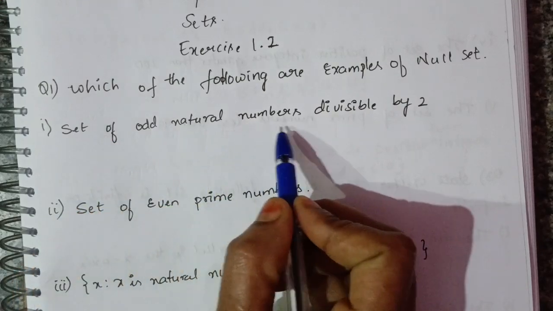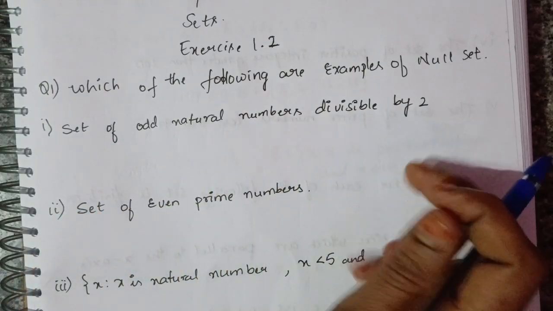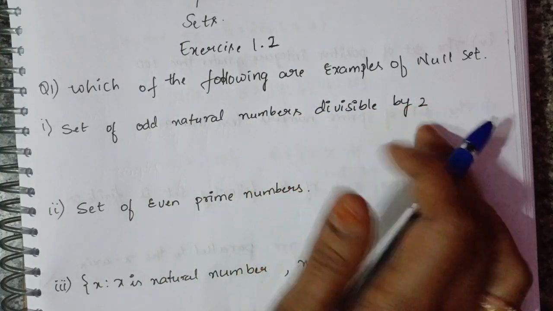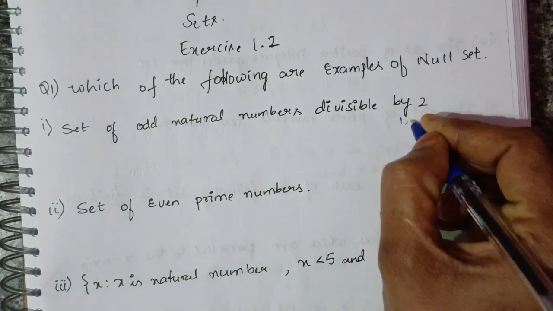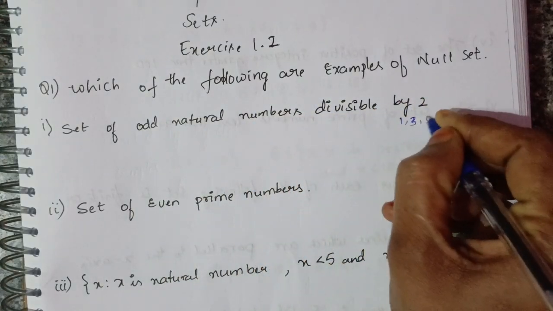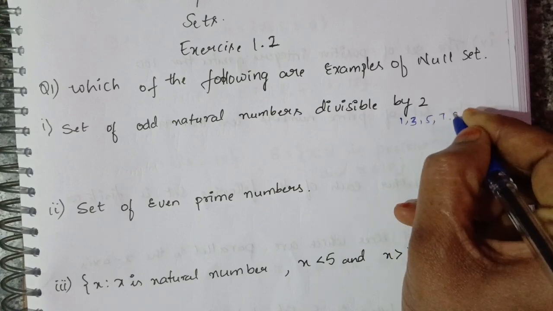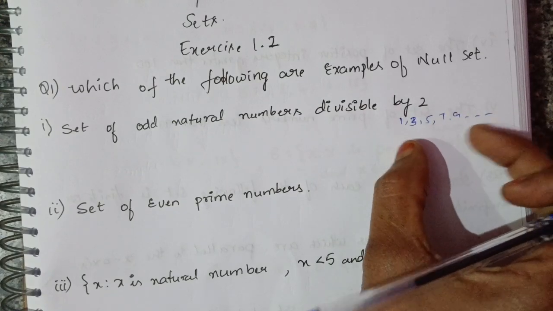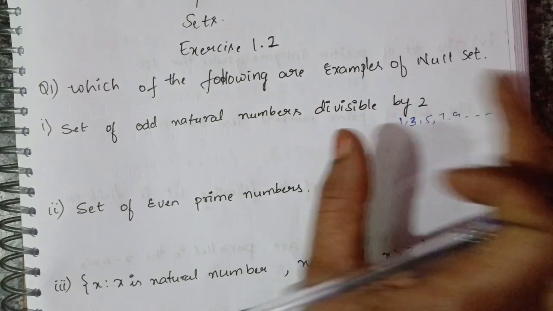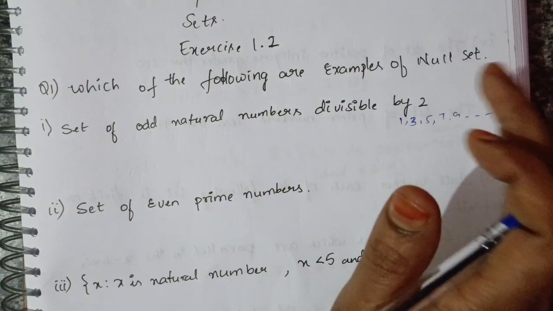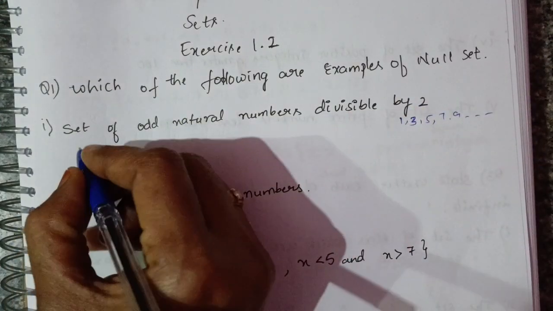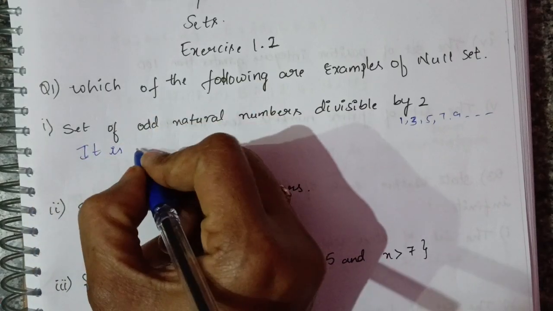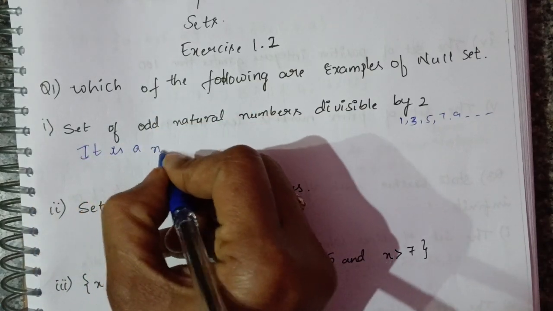Set of odd natural numbers divisible by 2. We should check whether it is a null set or not. Odd natural numbers means 1, 3, 5, 7, 9 and so on. These are not divisible by 2. Odd numbers are not divisible by 2, so we can write that the set of odd numbers divisible by 2 is a null set.